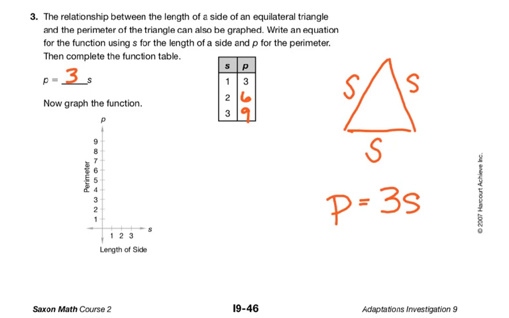So we first find our 1 for our side, 1, and then we go up to 3, and then we can graph it. Then we find our 2, and then go up to 6. Then we find our 3 and go up to 9.